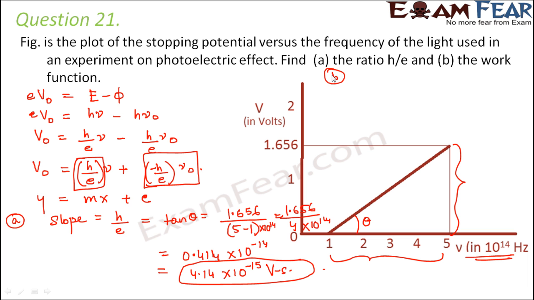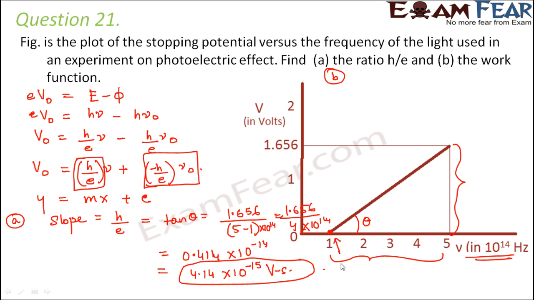Now in the second part, we have to calculate the value of work function. So what is work function? Work function is that minimum value of energy which is needed for photoelectric effect to take place. So now looking at this graph, you can say that this is the point which shows from where photoelectric effect has started taking place, right? Because before that it was all zero. So even though the frequency was increasing, there is no increase in voltage, right? So this is the point where photoelectric effect has started taking place.